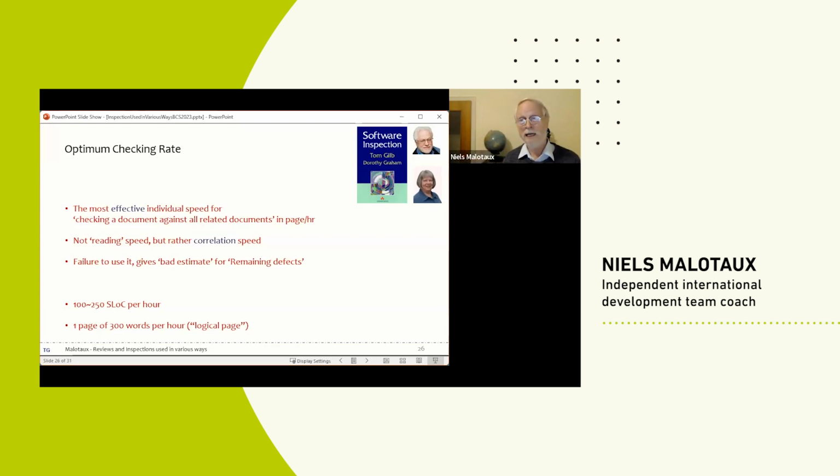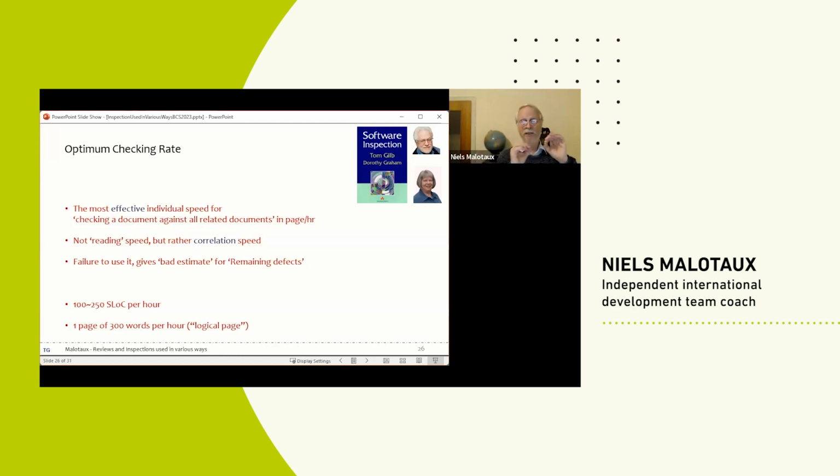An important element of this is the optimum checking rate. And I want to finish here with an interesting observation I had. First, define what is the optimum checking rate. The most effective individual speed for checking a document against all related documents.